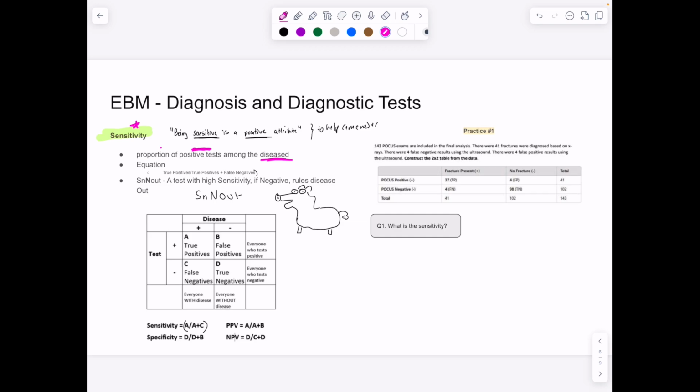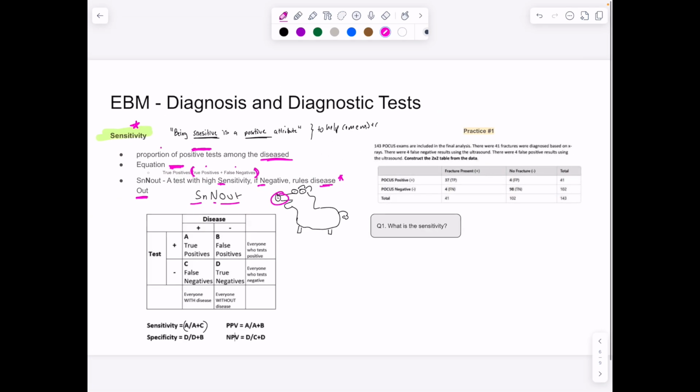So the equation for this is the number of true positives divided by the number of true positives plus false negatives. So basically, the number of people who have a disease, who tested as having a disease, divided by the total number of people who have the disease. And so we remember this with SN out, so snout. A test with high sensitivity, if negative, rules disease out. All right, so S-N-out, snout.